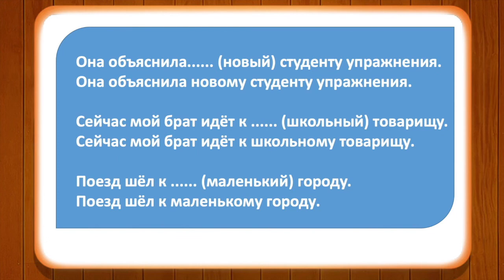Сейчас мой брат идет к, in bracket we have школьный товарищу. Школьный changes into школьному and товарищу remains товарищу. Сейчас мой брат идет к школьному товарищу. Поезд шел к маленькому городу. So, маленький changes into маленькому городу. Likewise, you can also change the rest of the exercise as per the rules of the grammar we have learned in the dative case.